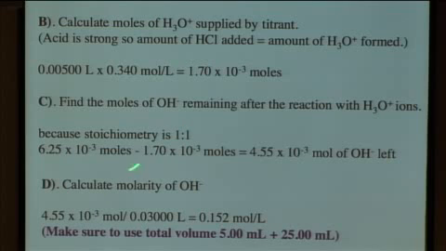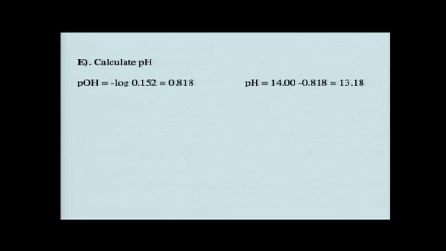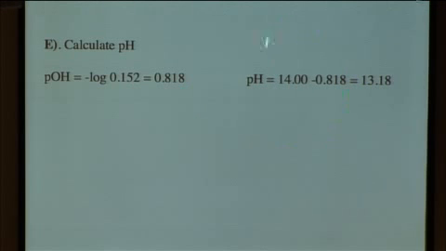And now we can calculate the molarity here. So we have the number of moles and the new volume. So we had 25 mL of the base to begin with. We've added 5 mL of the acid, so our new volume is 30. And so we have our new concentration. And now we can calculate pH. First, we'll calculate pOH, and then use 14 minus to get the new pH.